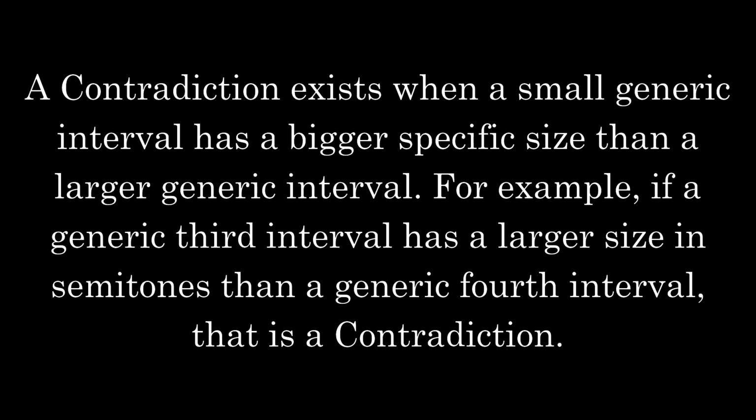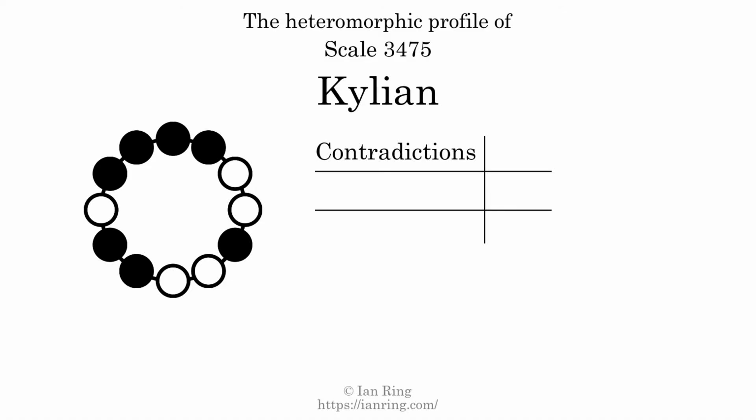A contradiction exists when a small generic interval has a bigger specific size than a larger generic interval. For example, if a generic third interval has a larger size in semitones than a generic fourth interval, that is a contradiction. The number of contradictions in this scale is 32.